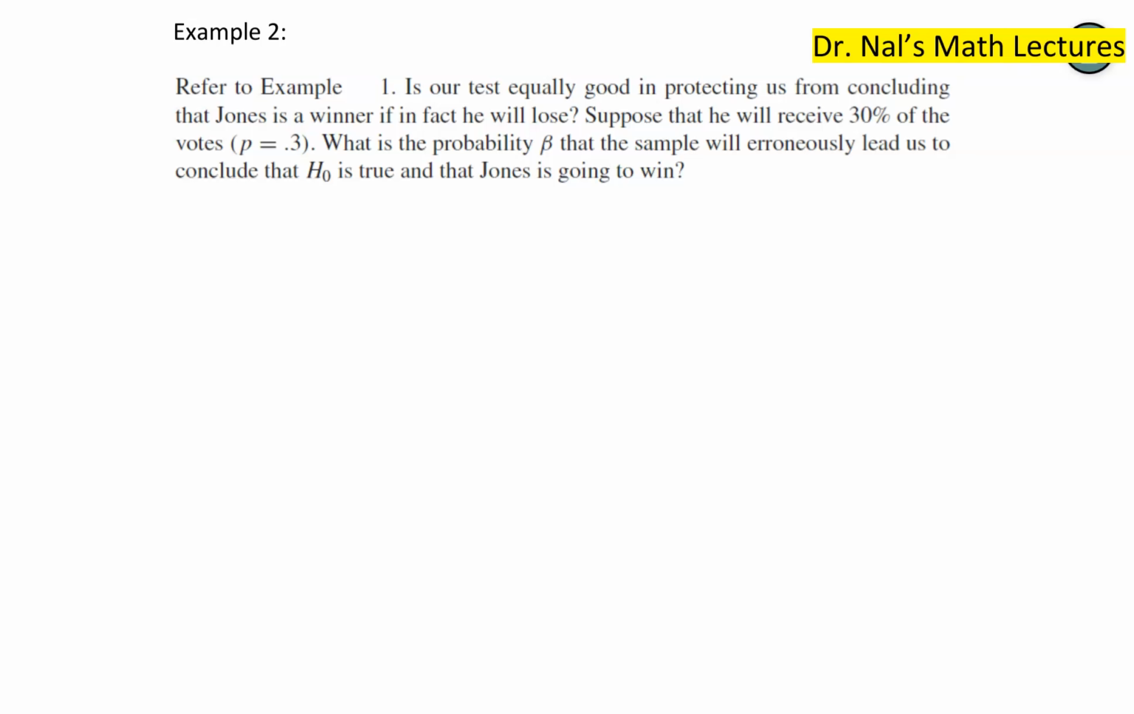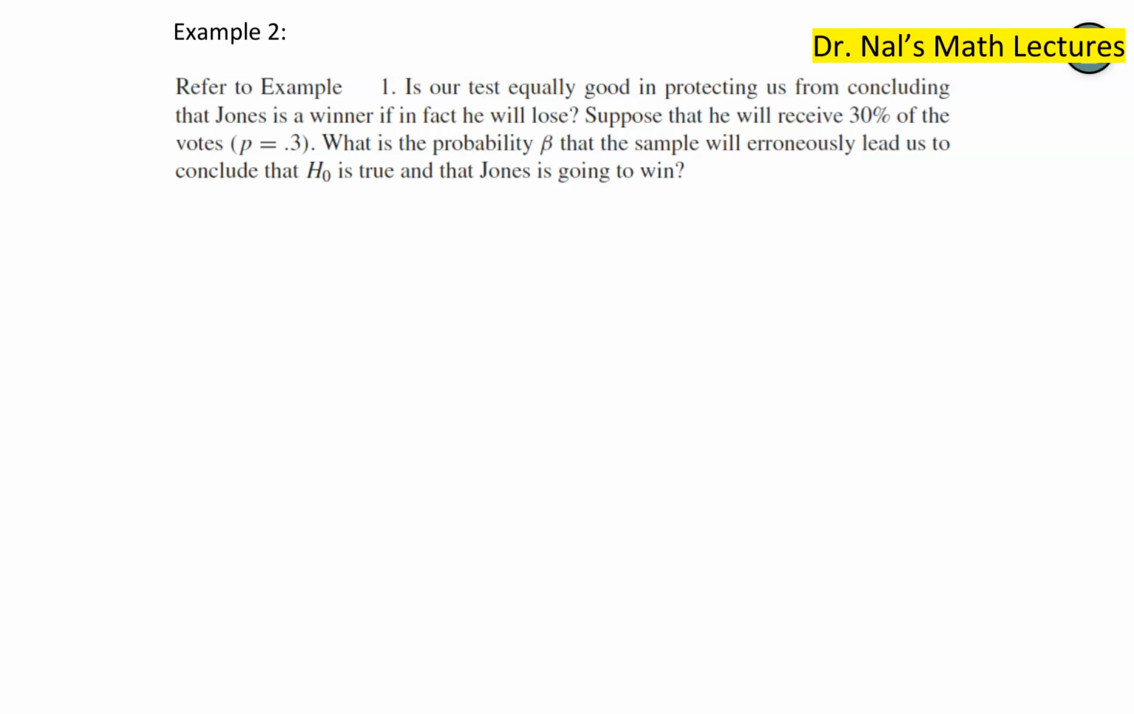So is our test equally good in protecting us from concluding that Jones is a winner if in fact he will lose? Let's make sure we understand that. So is our test equally good in protecting us from a wrong conclusion, that Jones is a winner while in fact he will lose? What if the alternative is true, that Jones is not going to be the winner, and you continue to think that Jones is going to win? This will be a type 2 error, and that's exactly what we want to calculate, the probability of a type 2 error. Suppose that we will receive 30% of the votes.